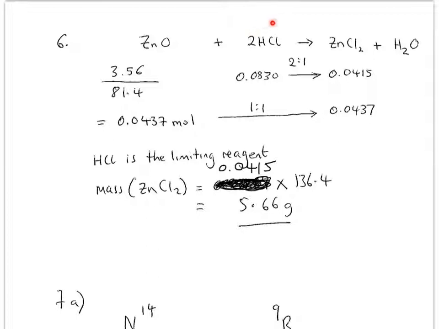Use the equation, look at the 2-to-1 ratio of HCl to zinc chloride. So 0.0830, 2-to-1 gives 0.0415 moles of zinc chloride. This is the maximum number of moles of zinc chloride that can be formed. Some of the zinc oxide, because it's in excess, would remain unreacted. HCl is called the limiting reagent. So now we'll calculate the mass of zinc chloride, moles times molar mass, gives 5.66 grams.